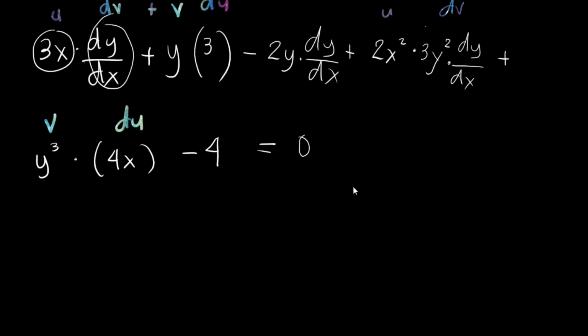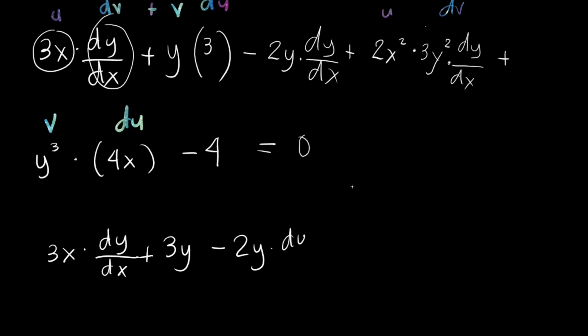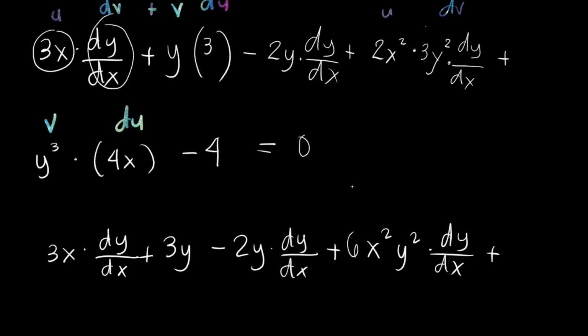Simplify na natin siya. We have 3x times dy over dx plus 3y minus 2y times dy over dx plus 2 times 3, 6. Tapos, x squared, y squared times dy over dx plus y cubed times 4x. That would be 4x y cubed minus 4. Tapos equal 0. Ilagay 0. 0 equals. Equal 0. Ganun din naman yun.